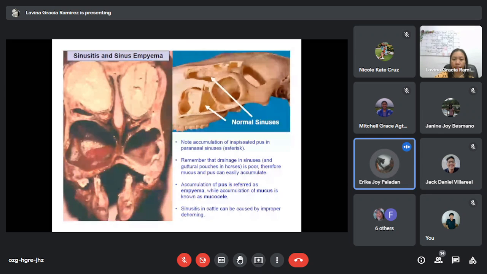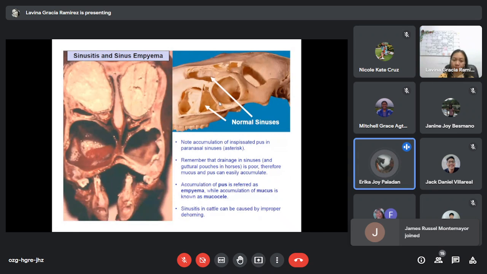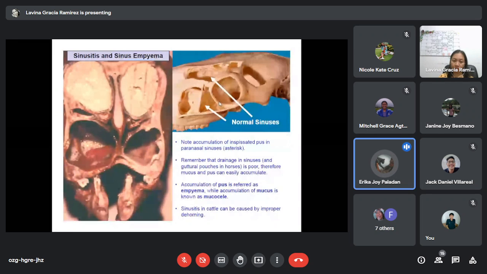And the other one is granulomatous exudate, and the type of reaction is accumulation of macrophages, lymphocytes, plasma cells, and connective tissue. The implication is chronic inflammation, pathogens, resistance to phagocytosis. And we also tackled an example of purulent rhinitis, which is strangles. It is caused by Streptococcus equi.